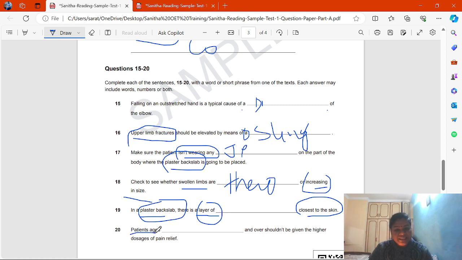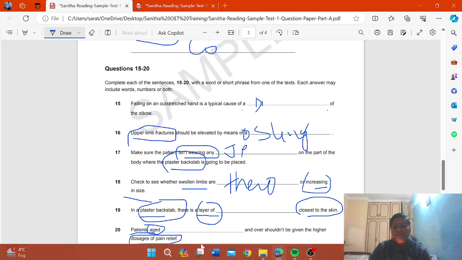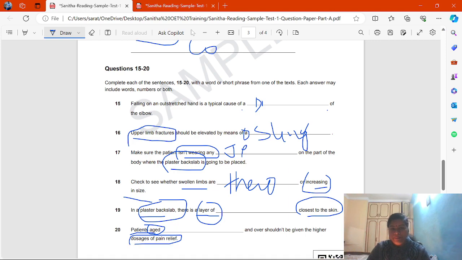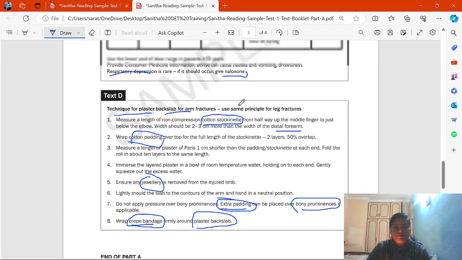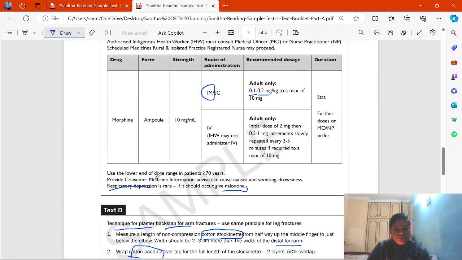Patient aged dash and over shouldn't be given the higher dosage of pain relief. Here again it is asking the age, meaning the patient shouldn't be given a higher dosage of pain relief. Then where do we have to go? We have to go to the medication section, that is Part C. Use a lower end dosage range for patients less than or greater than 17 years.